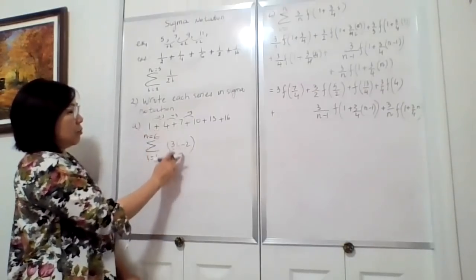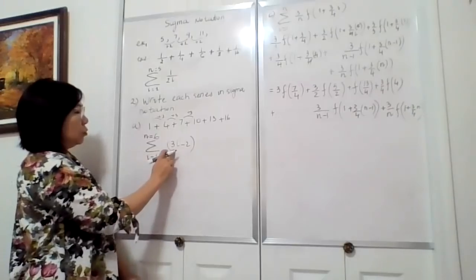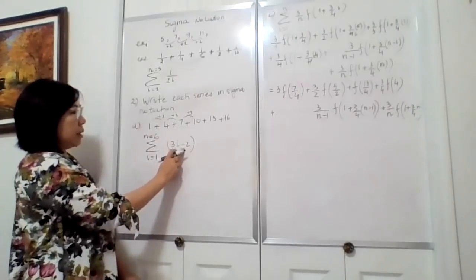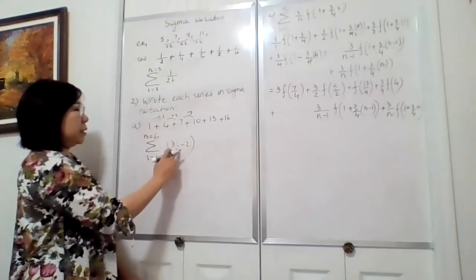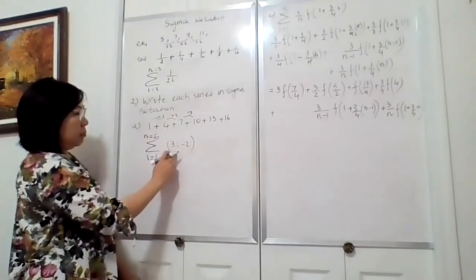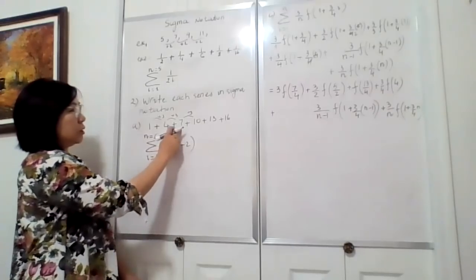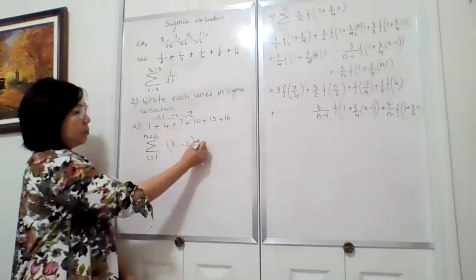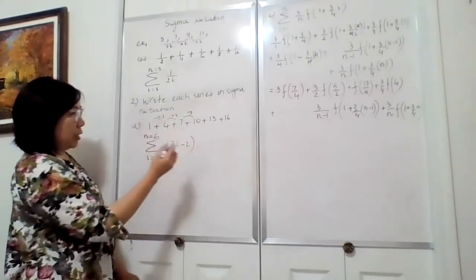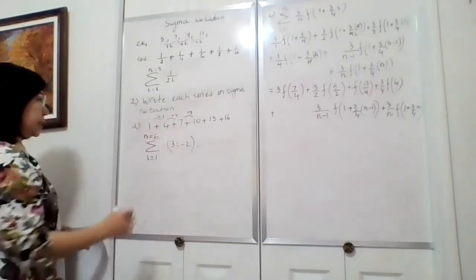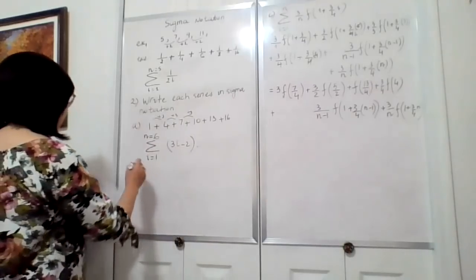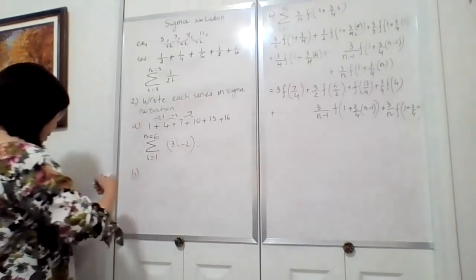Now let's go to the next one. If i equals 2, then 3 times 2 is 6, 6 minus 2 is 4. Oh, it's good. If i is 3, let's test one more time. 3 times 3 is 9, 9 minus 2 is 7. So this expression seems to be okay. So that's how we write it in sigma notation. We compact it, right? So that's example A. Now let's see what example B looks like.